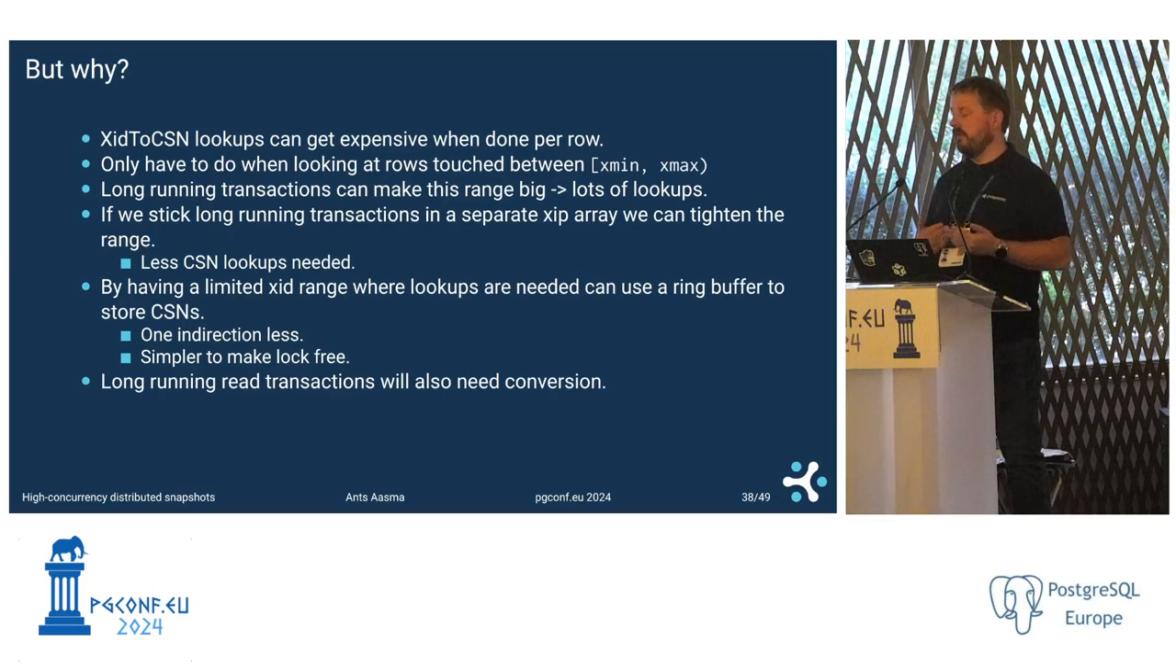So if we store our CSNs in an SLRU, we first have to do a lookup. So we have an XID number 123. We have to first figure out, where in our SLRU is this stored? Do we have it in cache? Do we not have it in cache? And once we have this looked up, then we can look up within it the actual CSN value. But if we have a ring buffer, we can just blindly read the value and then double check, is that still valid or not? So we can do it in a really nice lock-free way.